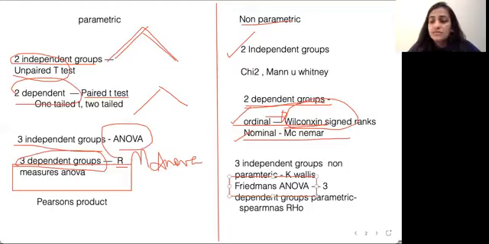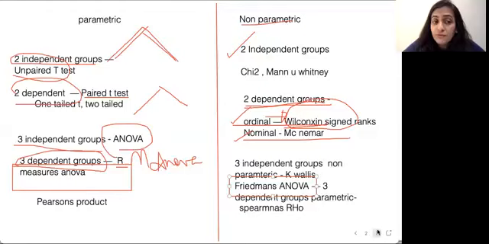Everyone clear? Perfect. All right. Great.